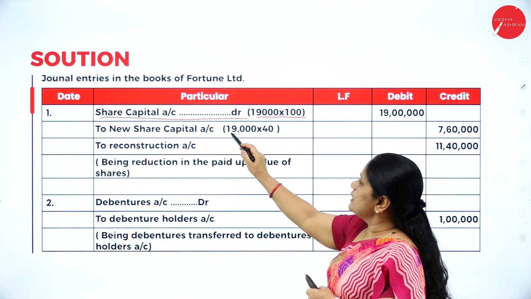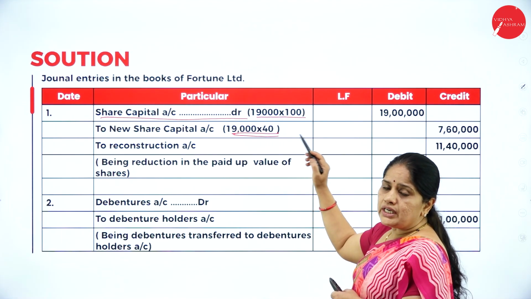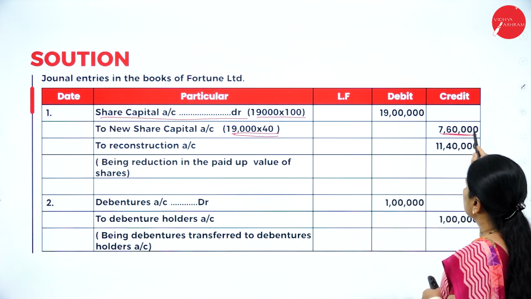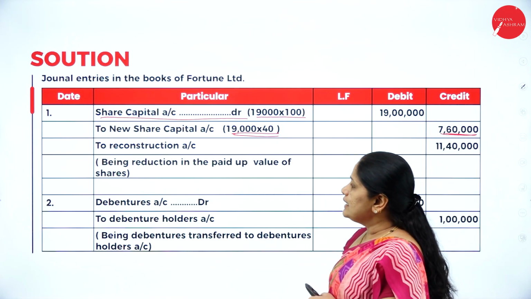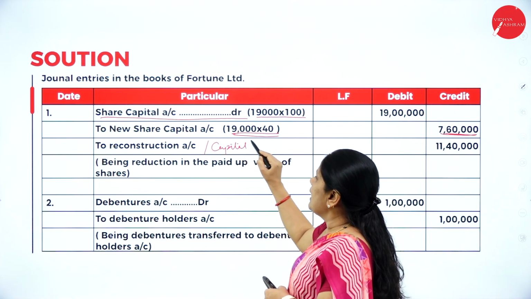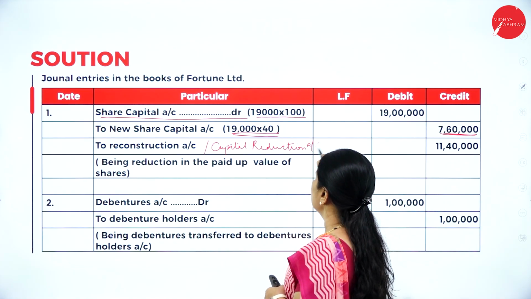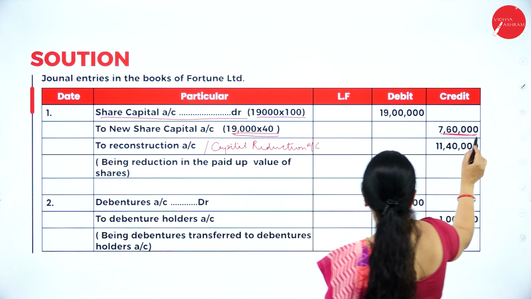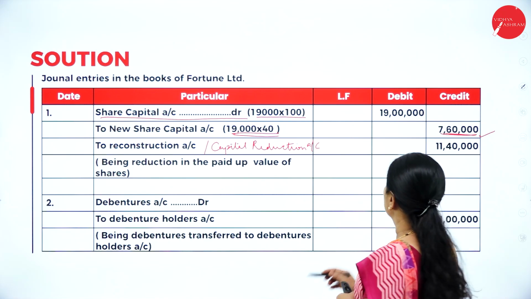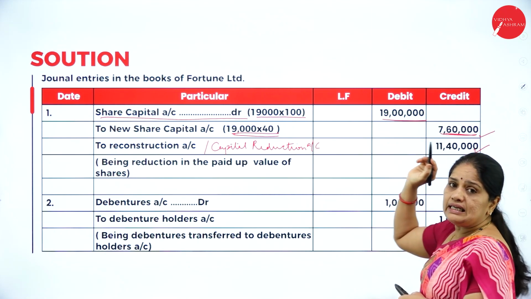To new share capital. So what is the new share capital? 19,000 into 40. So 40 rupees is the new paid up value of the share. So 19,000 into 40 comes up to 7,60,000, and to reconstruction account, or you can also call it capital reduction account. So to new share capital account 7,60,000, to reconstruction account or capital reduction account 11,40,000. So the total comes up to 19 lakhs.